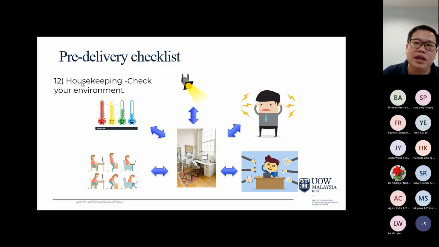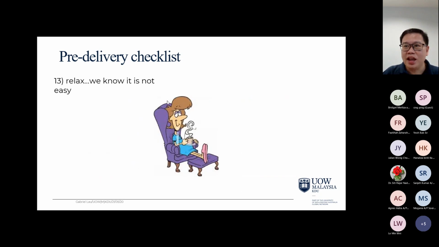This is called housekeeping. Check your environment on temperature. Okay, and so on. And number 13, the final one, relax. It is not easy. Doing online is not easy. Anything that can happen will happen. It's very unpredictable. The challenges that arise when you do online lessons, you will just never know. All right. But what is important is we need to be spontaneous. We need to relax. We need to understand.